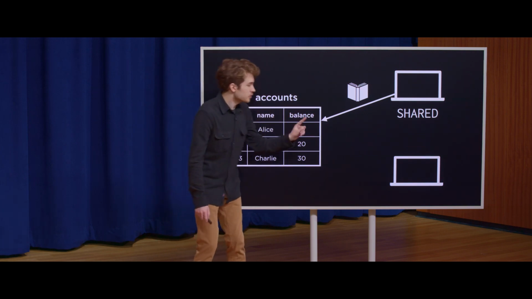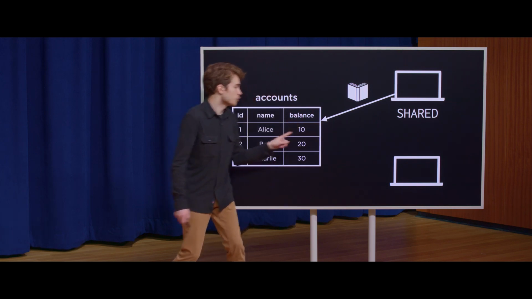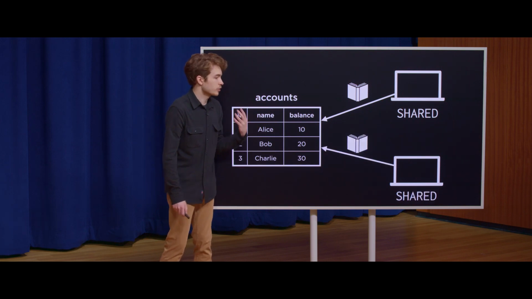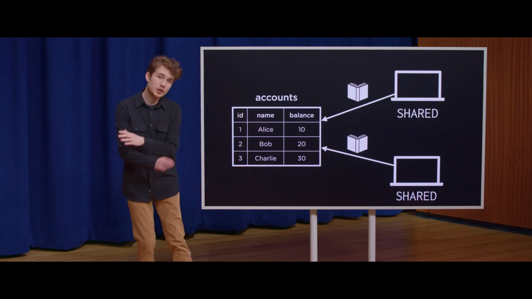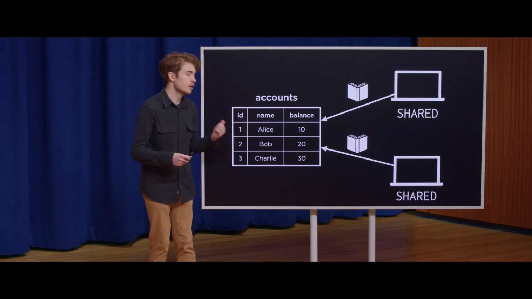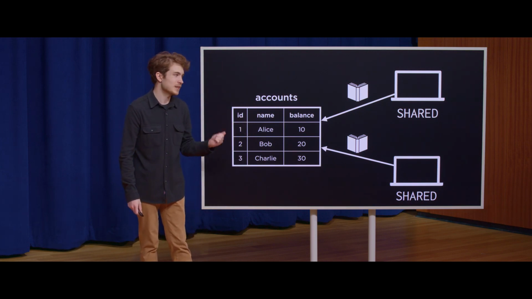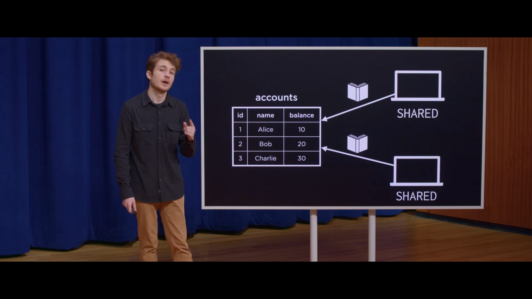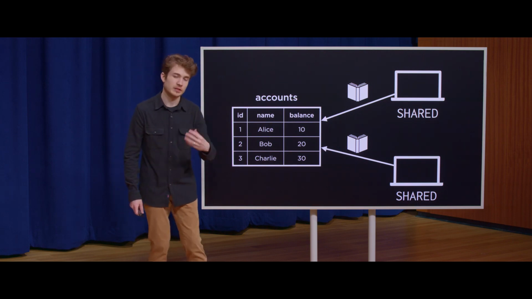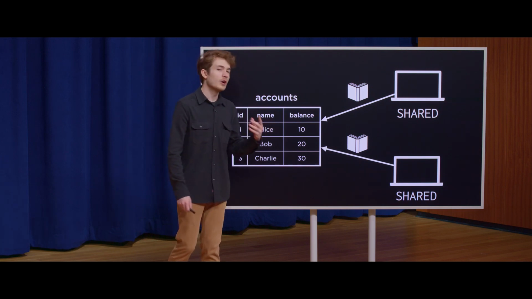A shared lock means I'm only reading, you too could read as well. So let's say this computer comes in. They decide to read from this table. They could acquire the same shared lock. And because we're only reading, not updating, multiple transactions can read all at once. We don't have to make these sequential.